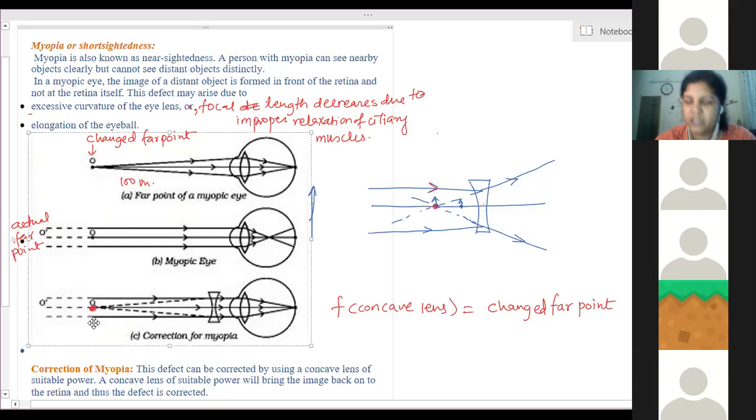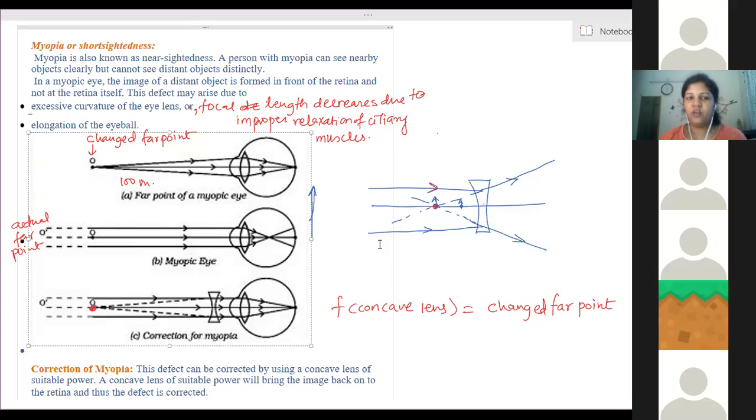Now this image will become the object for the eye lens. So the rays from this O, the image, now fall on the eye lens and converge on the retina. Then the retina, that is the rods and cones, sends the information to the brain. Then the brain will process that. Able to understand? Yes, ma'am. Now clear?